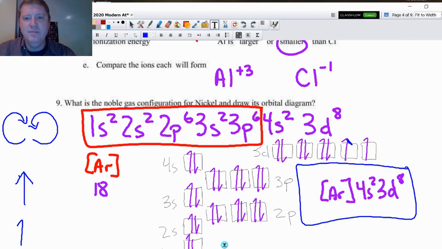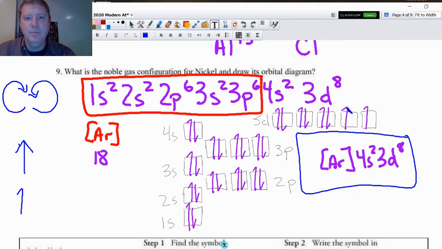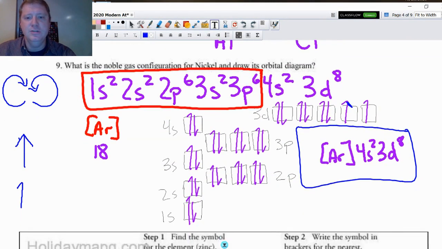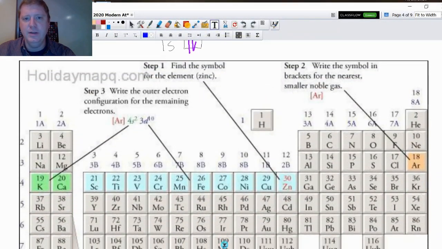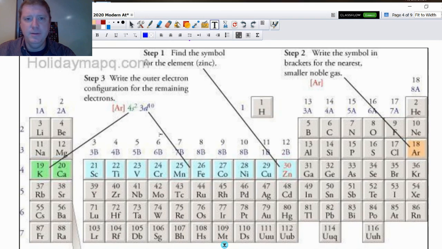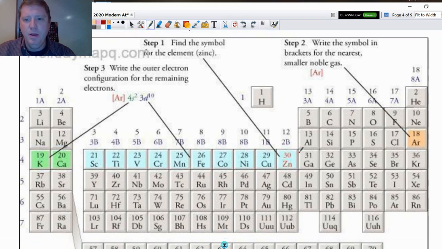What is the noble gas configuration, and draw the orbital diagram? So noble gas configuration is the shorthand. And here's how you do a noble gas configuration. I have to scroll down so you can see an example of it. In this example, they want to find zinc. So what they do first is they find the element on the periodic table, boom. Then they find the symbol for the nearest smaller noble gas.